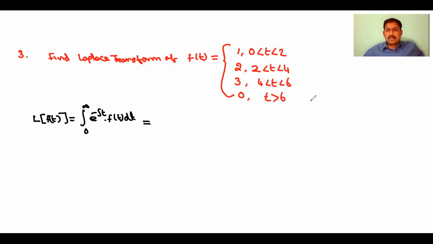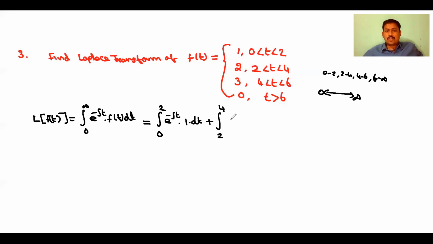If you apply this, the 0 to infinity is divided into 4 intervals. So I can divide that 0 to infinity as 0 to 2 e power minus st, in that 0 to 2 your f of t is 1 into dt, plus 2 to 4 e power minus st, in the 2 to 4 your f of t value is 2. Next, integral 4 to 6 e power minus st, your f of t value is 3 into dt. Next, integral 6 to infinity e power minus st, in that our function value is 0 into dt.